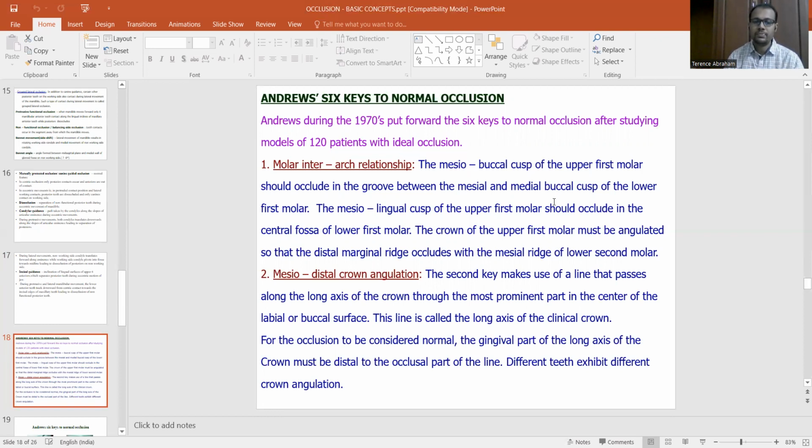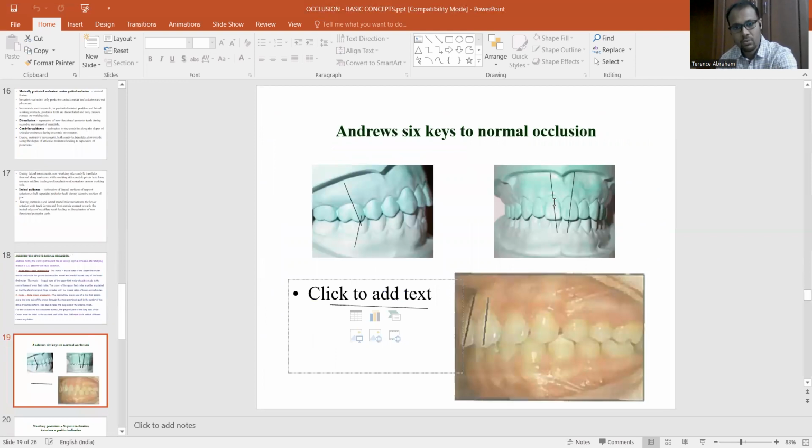Normally, the gingival margin of the gingival part of the crown should be distal to the incisal part of the clinical crown. In this figure, you can see in the second figure, upper anteriors, the long axis of the clinical crown, the gingival part is distal to the incisal part. That is the crown angulation.